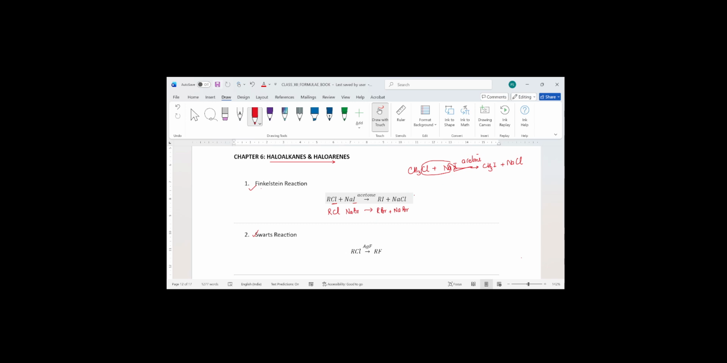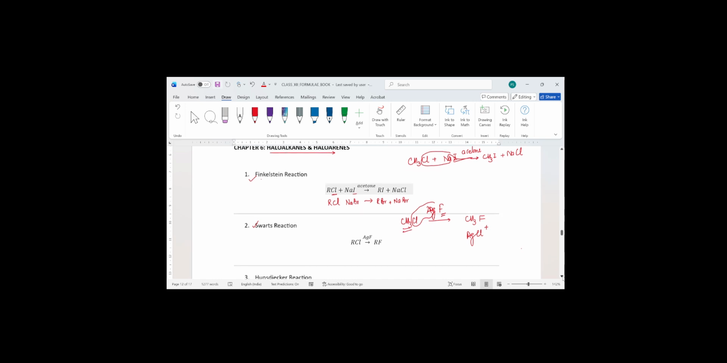Now if you want to replace this CH3Cl, right, you want to replace Cl with fluoro. So if you want CH3F, in that case you need to take silver fluoride. So when you take silver fluoride, this silver combines with chloride and it forms silver chloride along with formation of fluoromethane. Is this clear? So these are the two important name reactions.